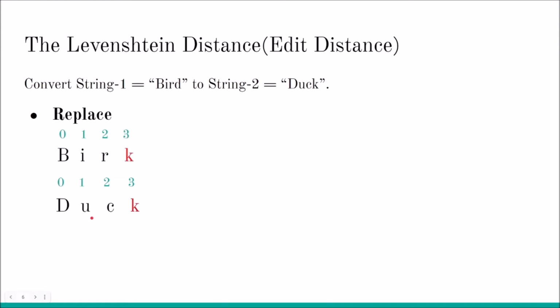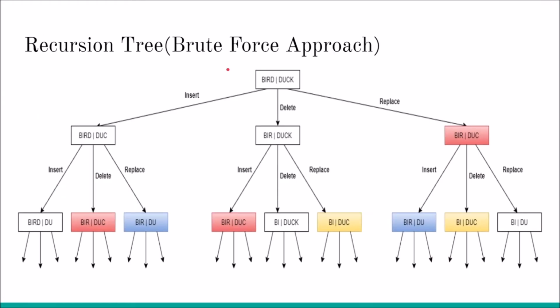Now also the third operation we can do in this case is we can replace this D with an K. So now these two characters match with each other. So on the next step we simply have to convert this substring BIR to this substring DUC.